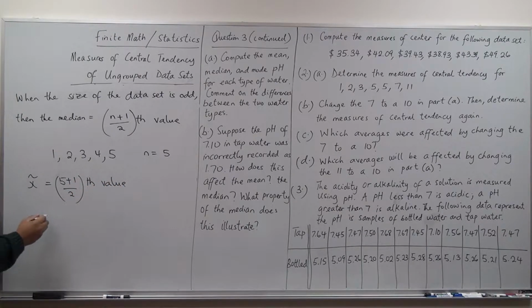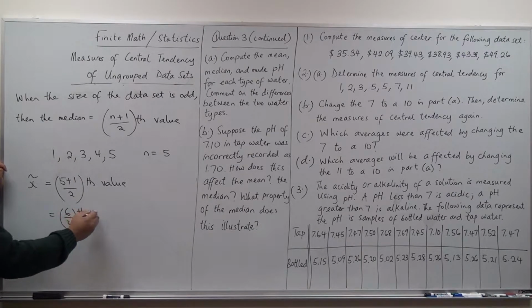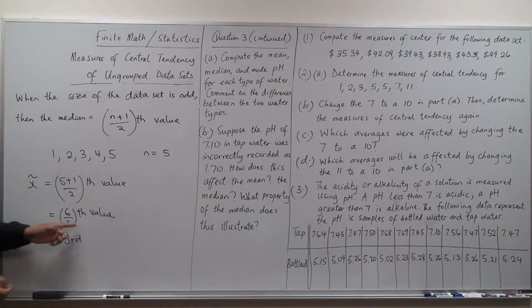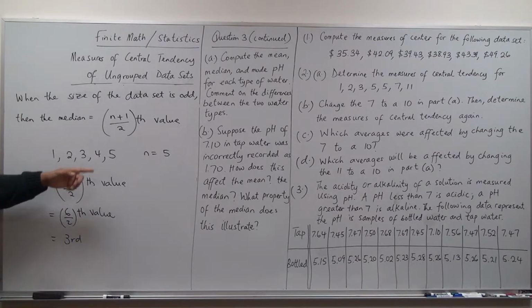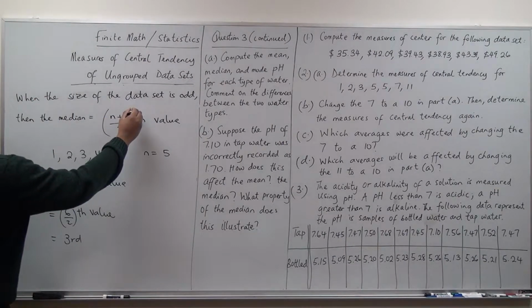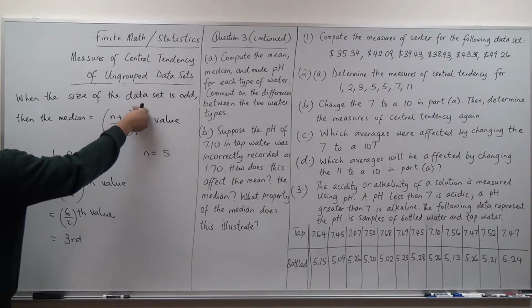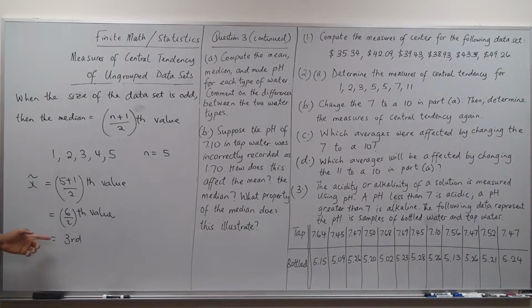Right? So this is what? The 6 over 2 value, which is the third value. Now, I know you don't have "third value" in writing; this is just TH or RD, you can put RD, as the case may be. Third or second, I'm just saying it. Third value.